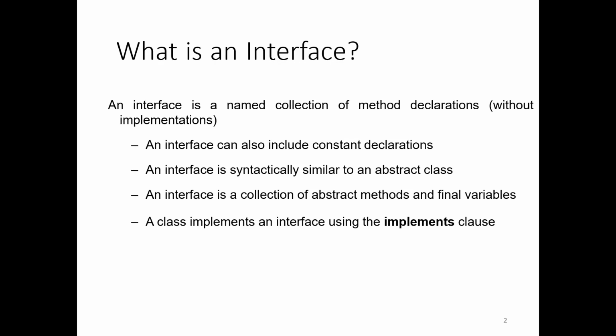So how do we create a constant in Java? If you want to create a constant in Java, you go with the final keyword, right? So you can have variables, but these variables are by default constants. Syntactically, an interface looks similar to an abstract class, and an interface can have a set of abstract methods as well as final variables.